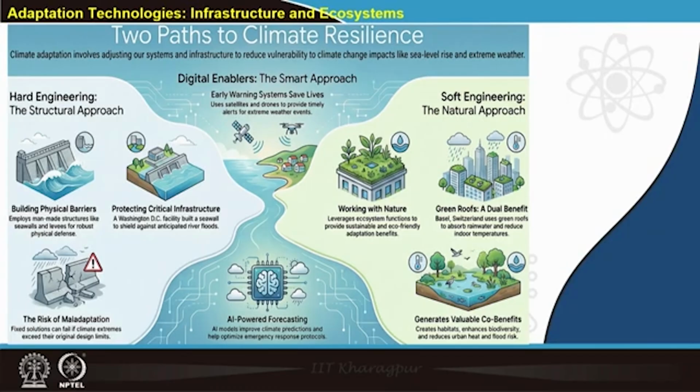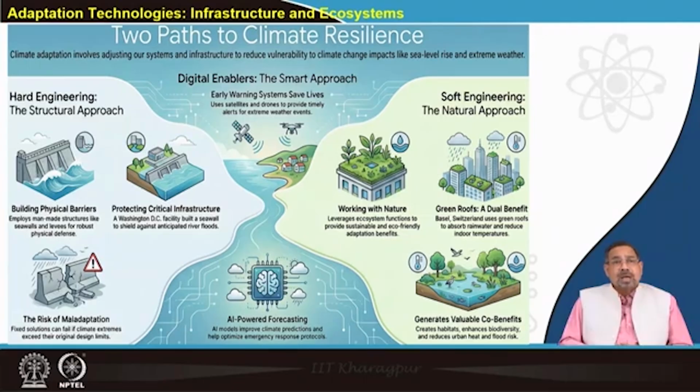Coming to the next, protecting critical infrastructure. At Washington DC, a facility built a seawall to shield against anticipated river floods. Coming to the third one, the risk of maladaptation. Fixed solutions can fail if climate extremes exceed their original design limits.